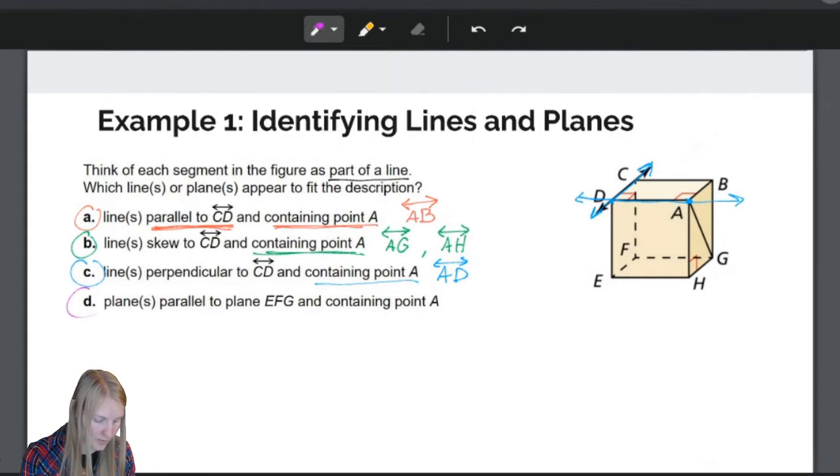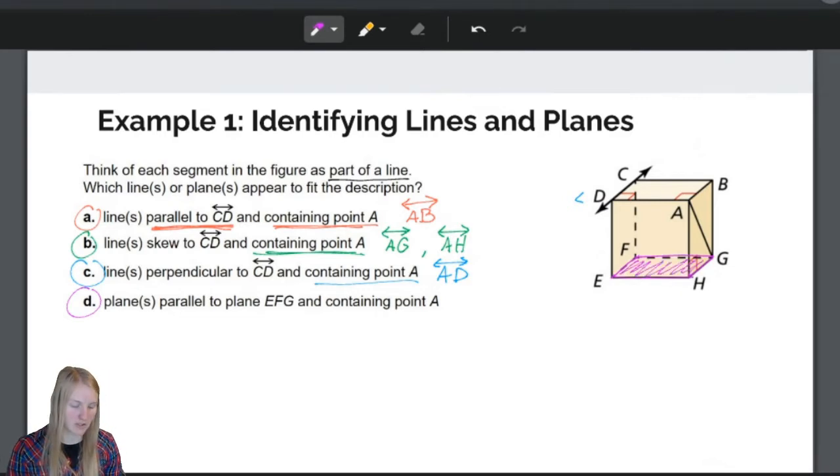And let's move on to part D. Planes parallel to EFG. EFG is this plane. It's like the bottom of the box. And we want planes parallel to EFG containing point A. So if I had a box, what plane would be parallel to the floor?